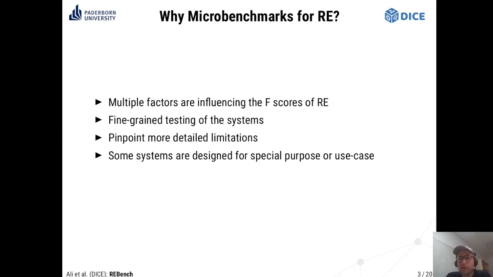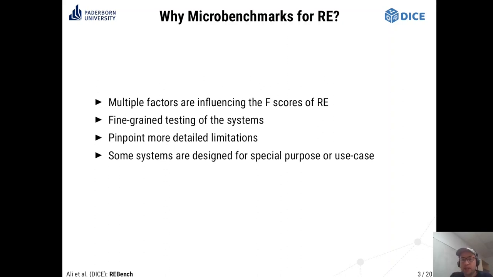More detail about why we create microbenchmarks for relation extraction systems. Multiple factors influence the F scores of relation extraction systems. It needs fine-grained testing of the system and to pinpoint more detailed limitations of a particular system. And yes, some systems are actually created for special purpose use cases, so we cannot put them into a situation they were not created for.